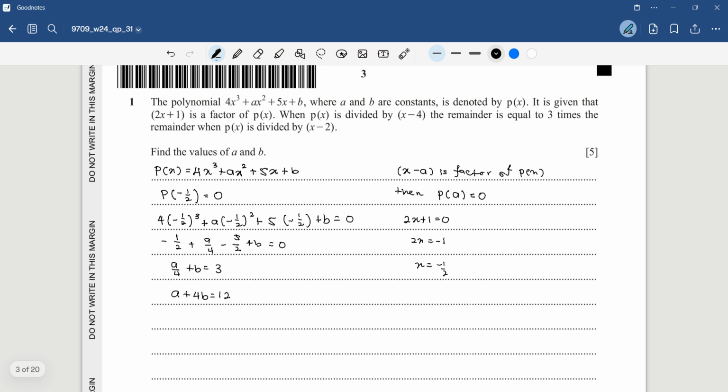And then when px is divided by x minus 4, the remainder is equivalent to 3 times the remainder when px is divided by x minus 2. So this one we use our remainder theorem. When I use the remainder theorem, P4 is equivalent to 3 times P2.